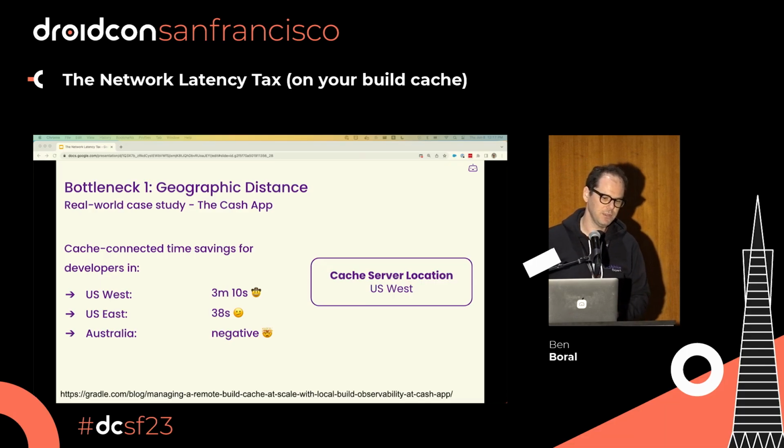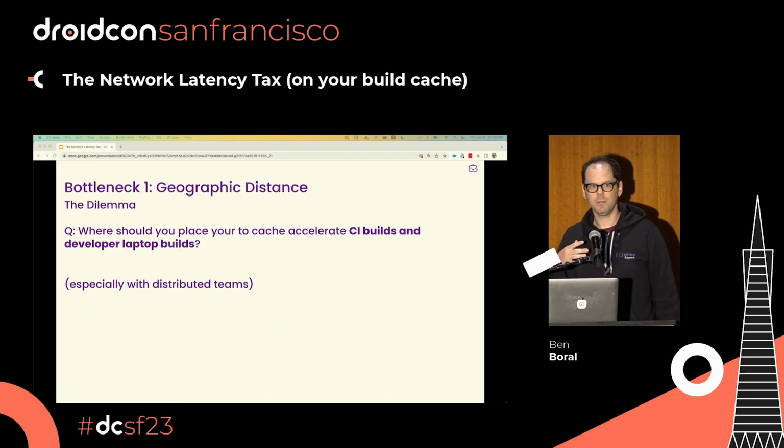Okay, East Coast, there's still a little benefit, but it's starting to not be much. But what's really interesting is the developers in Australia. The builds were actually taking longer than if they just wouldn't use a build cache at all. So that geographic distance increases the network latency, and it actually causes you to have a harmful effect by using a build cache rather than even a nil effect.